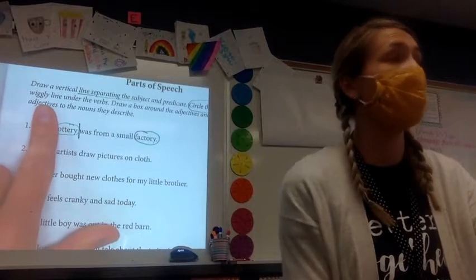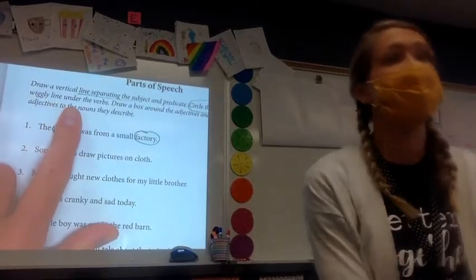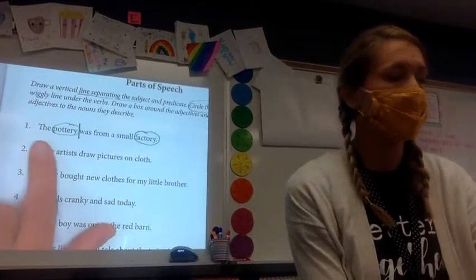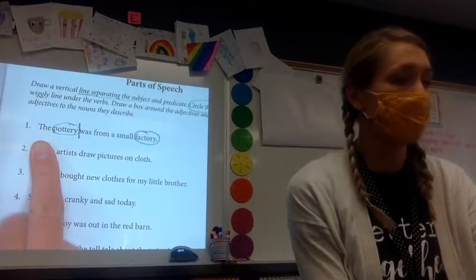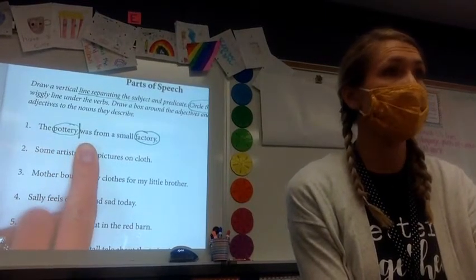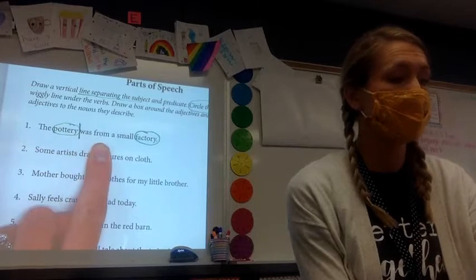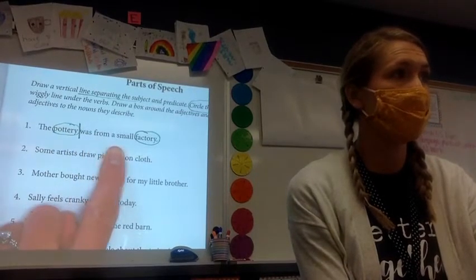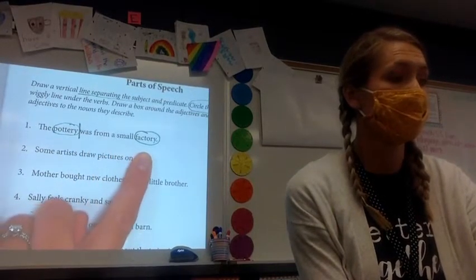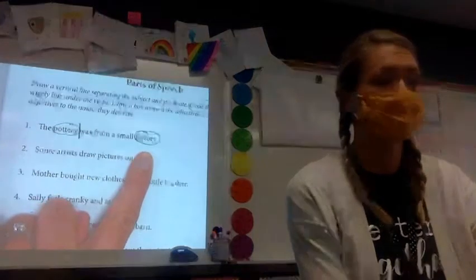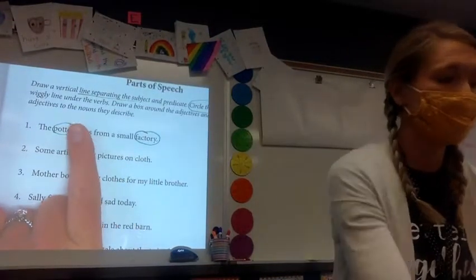We're going to draw a wiggly line under the verbs. Remind me, verbs show action. So is the a verb? No. We can skip this one because we know was is a verb. From, no. A, no. Small, no. Factory, no. Okay, so we're good.